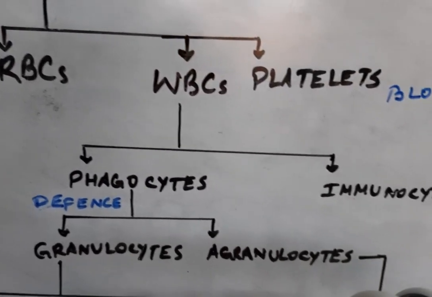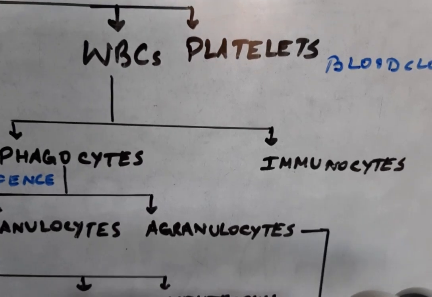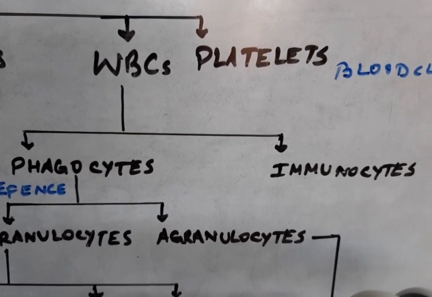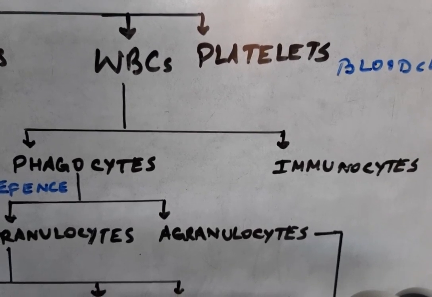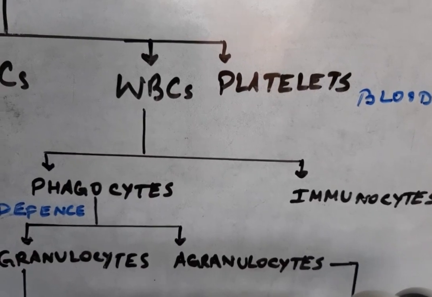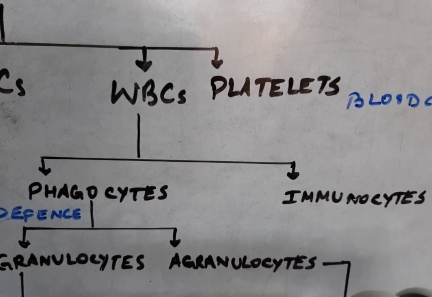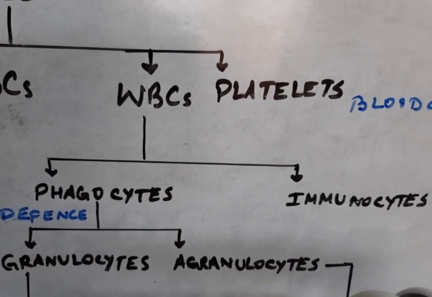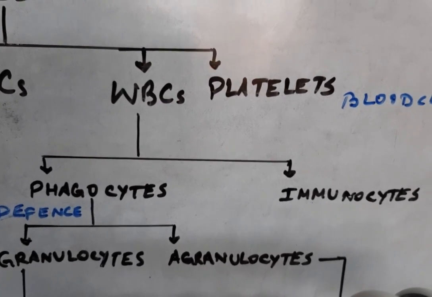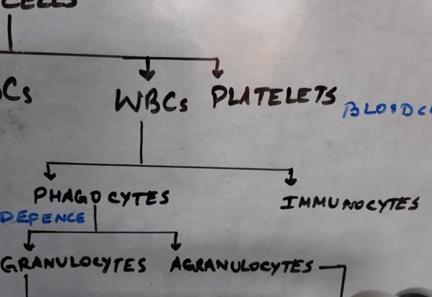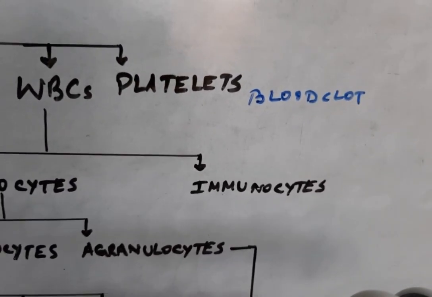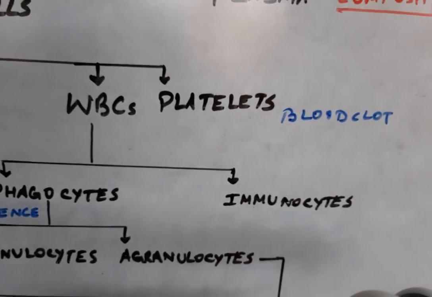Now WBC, they are large sized cells which are generally rounded or amoeboid in nature. They are colorless because they do not have any pigment like the RBC have. The nucleus is present in the WBC and they are produced in the bone marrow, spleen, thymus gland as well as lymph node. The lifespan of WBC is 4 to 8 days. So these are the contents about the WBC.